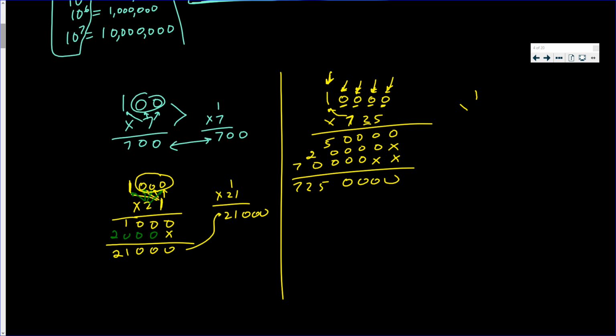You could have just done 1 times 725. I mean, fair enough. You could have written it down this way. That doesn't matter. You're going to get 725 plus the 4 zeros. 1, 2, 3, 4. And notice, I got the same answer.